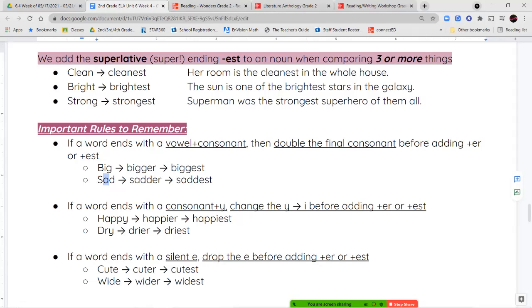The same rule applies to the word sad. Sad has a vowel and then a final consonant. So it ends with an A and then a D. So sad becomes sadder with two Ds, or saddest, again with two Ds.